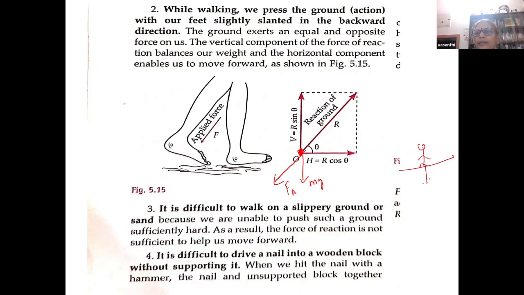When we are standing without walking, mg is vertically down. The reaction exerted by the ground on me is vertically up. Now I have to apply force in order to walk. So I am pushing the ground, and the ground in turn exerts an equal force. This force has two components: R cos theta and R sin theta. R sin theta is the force I applied to walk. One component balances the weight. So we are bringing in two concepts here: Newton's third law as well as resolution of vectors.